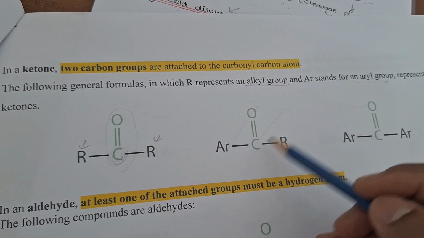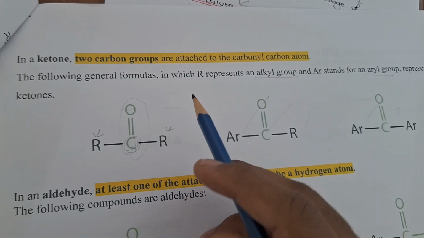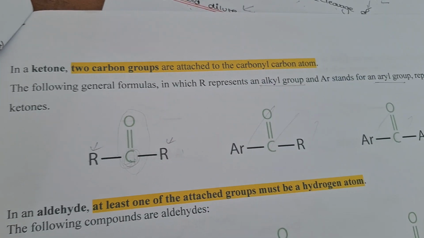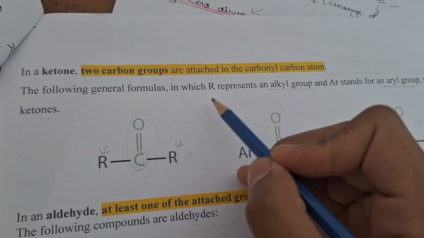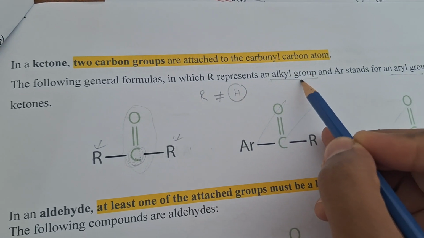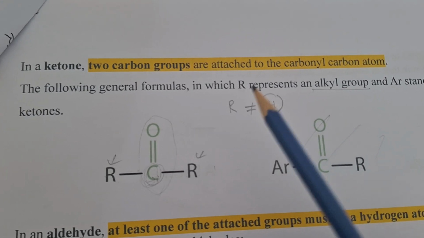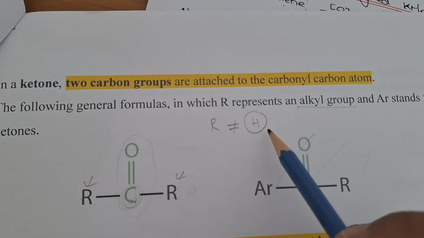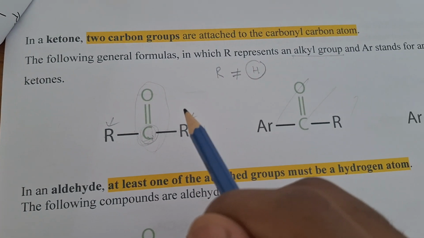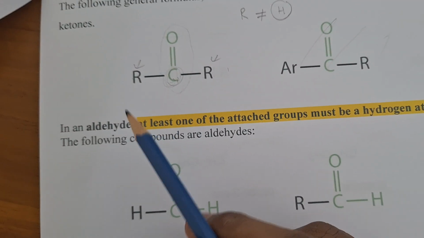No great complexity for the moment, let's just stick with this. When we have two R groups, remember that for a ketone, the R group cannot be a hydrogen atom, only an alkyl group. If there is a hydrogen, it can be an aldehyde.